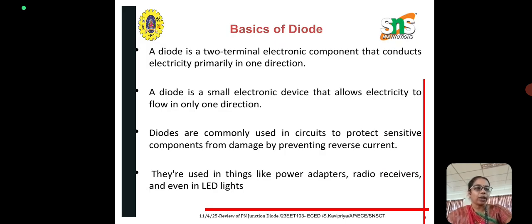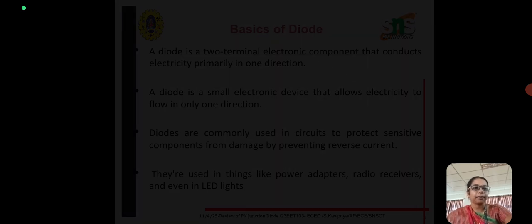First, what is a diode? A diode is a two-terminal device which allows current in only one direction, that too the forward direction, and it blocks the current flow in the reverse direction. So it is used in devices which involve sensitive components where there is a need to protect them from the reverse current. It is used in power adapters, radio receivers, LED lights.